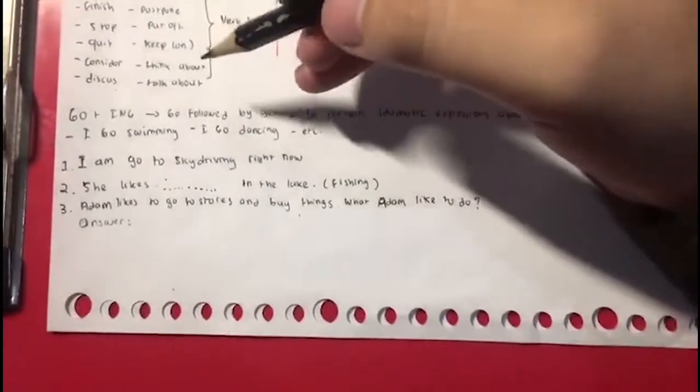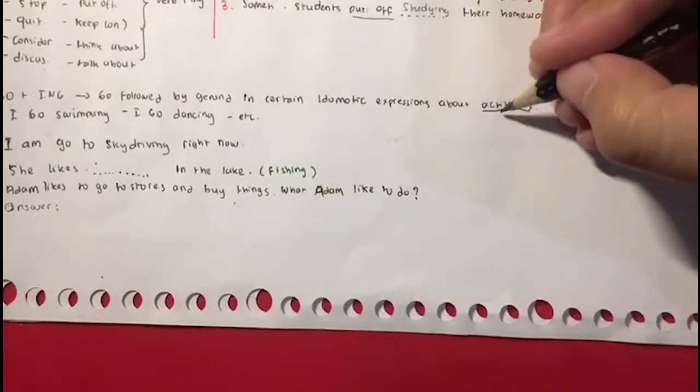Last topic. Go plus ing. Go plus gerund is a certain idiomatic expression about activity. Activities like swimming, dancing, skydiving, hiking, camping, and others.